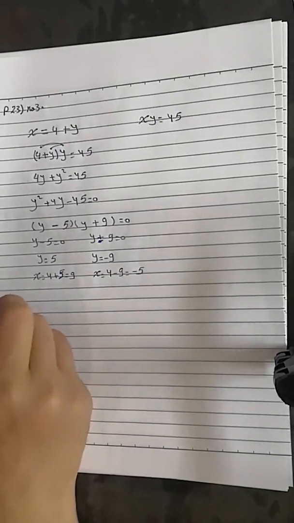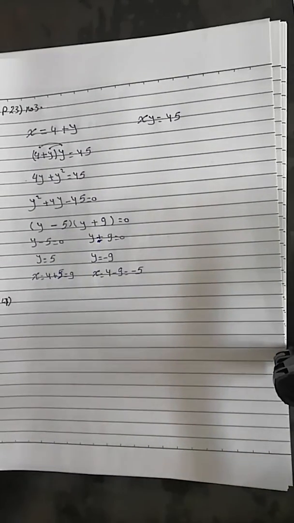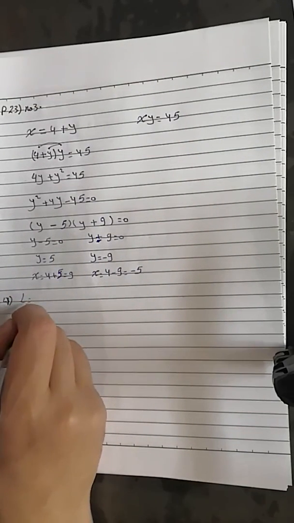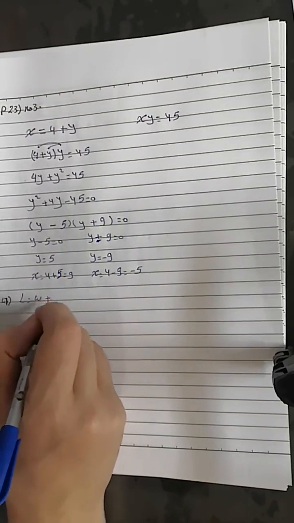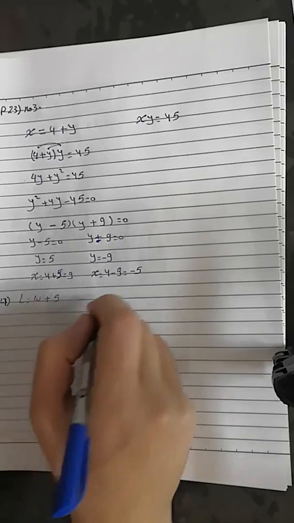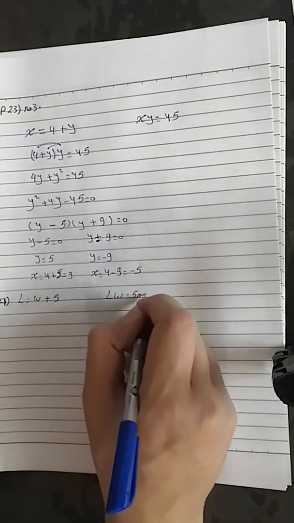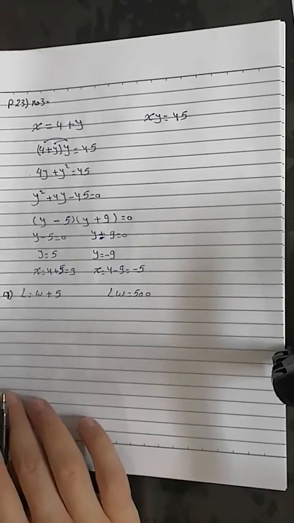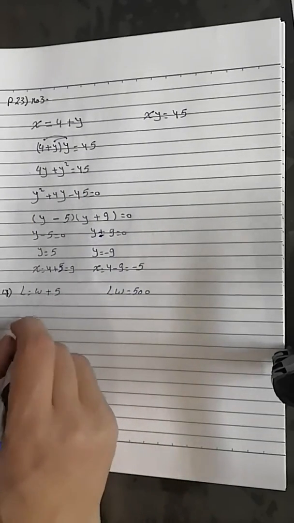Number 3, or number 4 now, I'm sorry. Number 4, the length of a rectangular piece of land is more than its width by 5 meters, and its area, length times width, equals 500 meters squared. Then find its dimensions. Again, we'll find the length and the width. It's very easy, like the one up there.